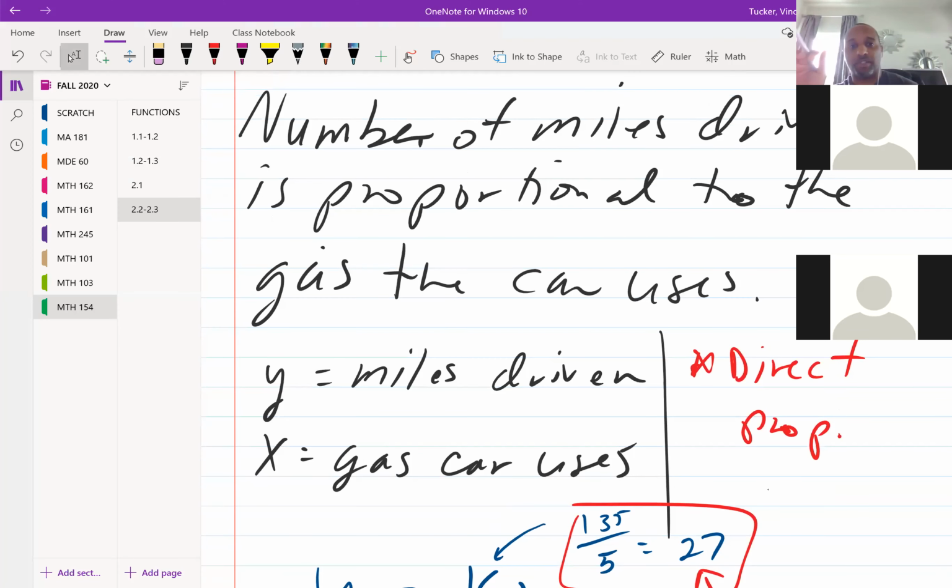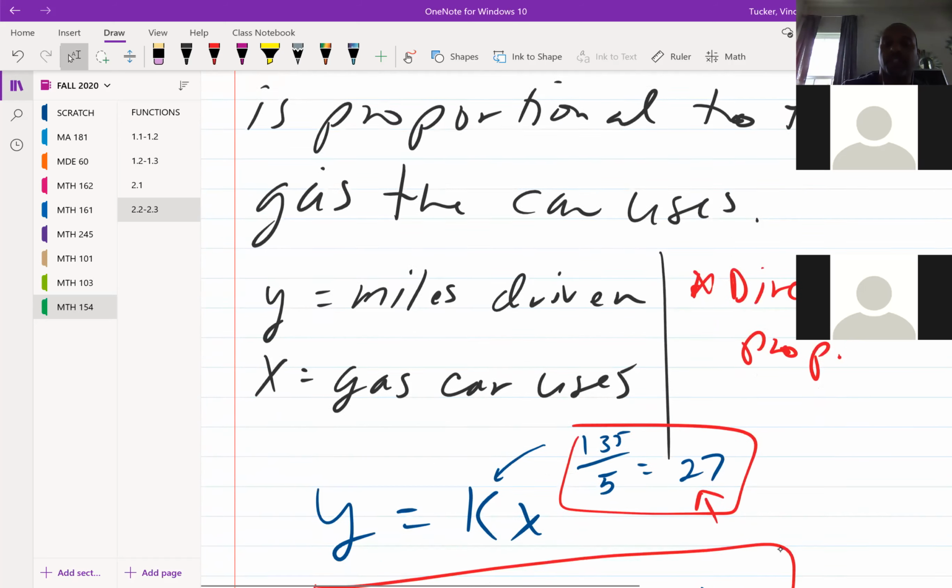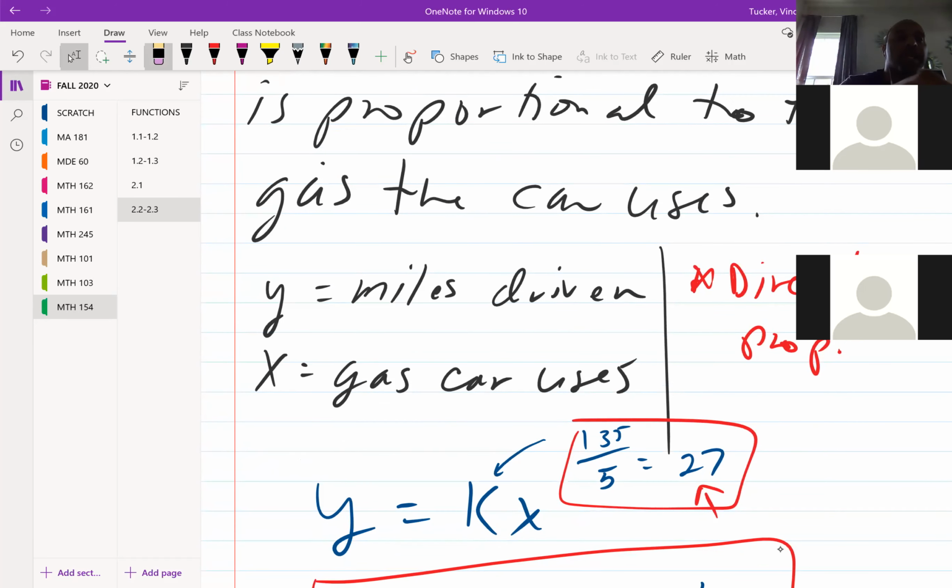So it's the number of miles driven is proportional to the gas the car uses. All right. So this is a direct proportion because the more miles you drive, the more gas you will use. So in this case, if we wanted to call it, Y is miles driven, X is the gas the car uses. It's a direct proportion. So in my last class, I had 125.